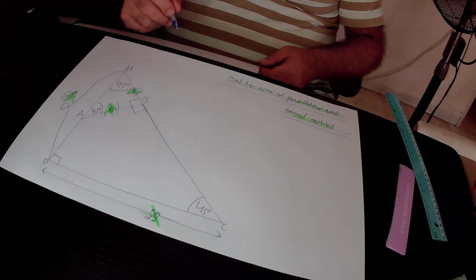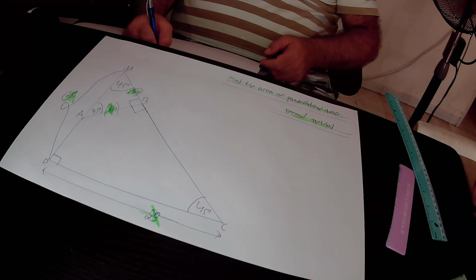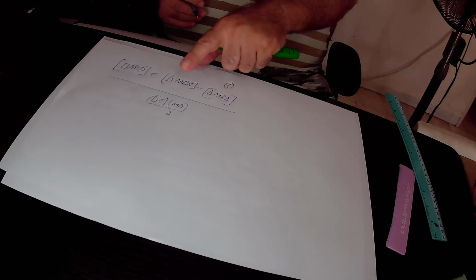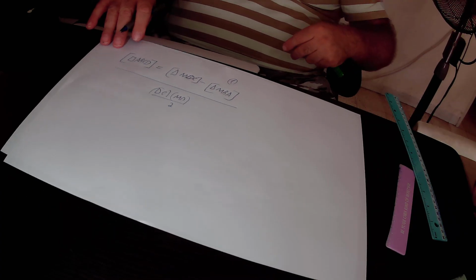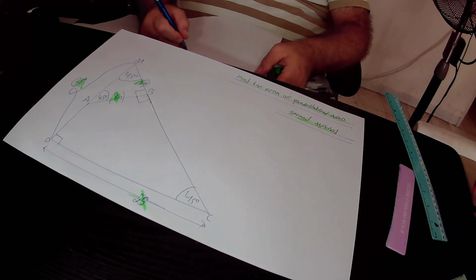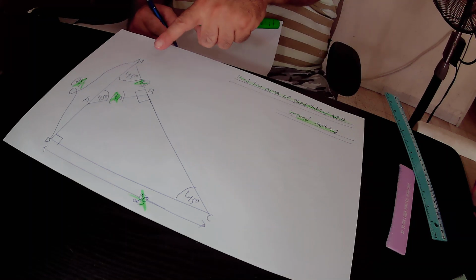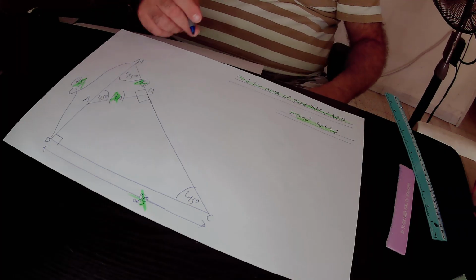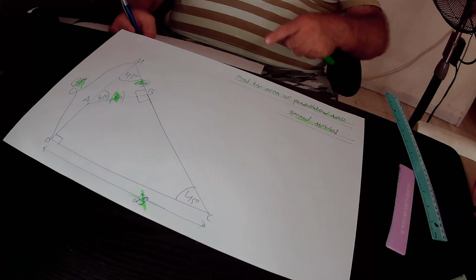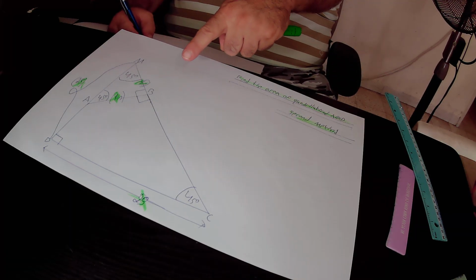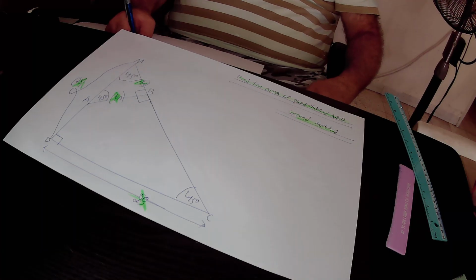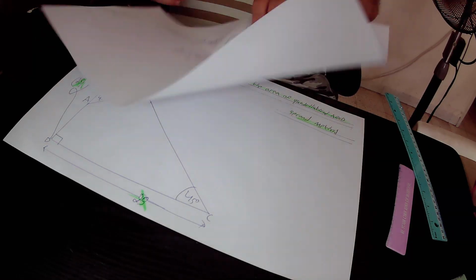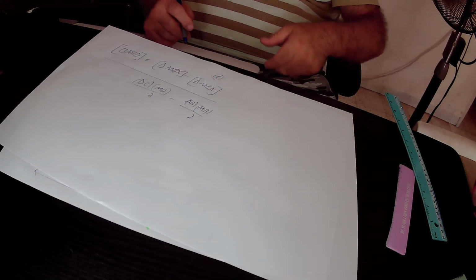times the height MD over 2, minus the area of this small right triangle MBA. The area of the small right triangle MBA equals the base AB times the height MB over 2.